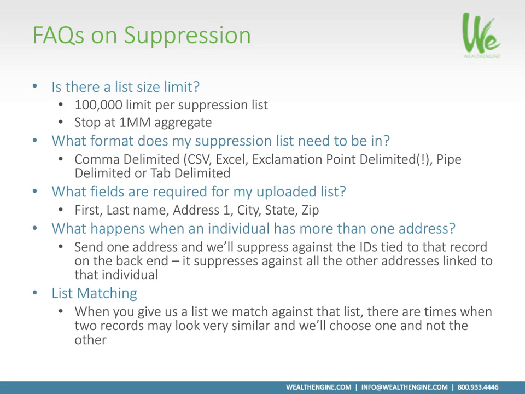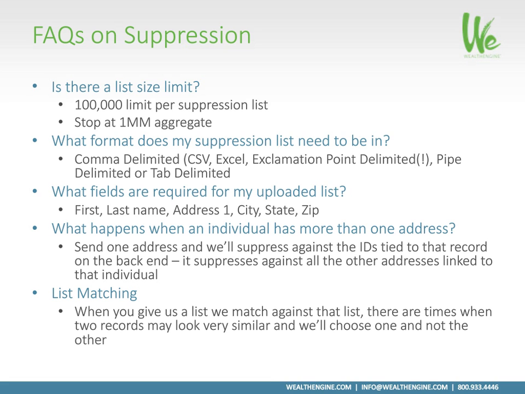In terms of size limit, we talked about the 1 million aggregate limit for suppressing against 1 million records at a time. Per list, there is a limit of 100,000 records per suppression list. So you can have multiple suppression lists up to that 1 million, but each list can have a maximum of 100,000 records. In terms of formats, we accept all of the standard formats, such as CSV files, Excel files, and delimited types; you can see all those different options.